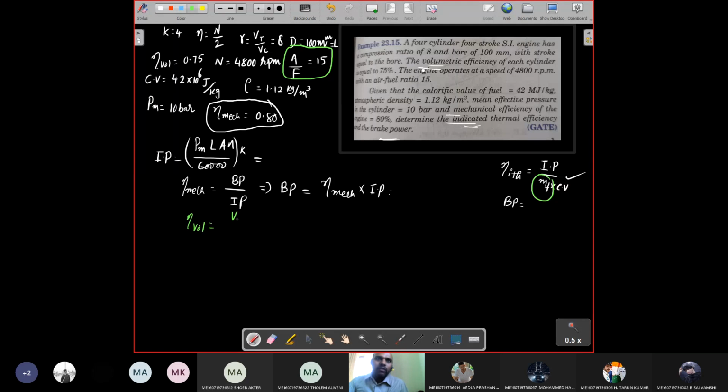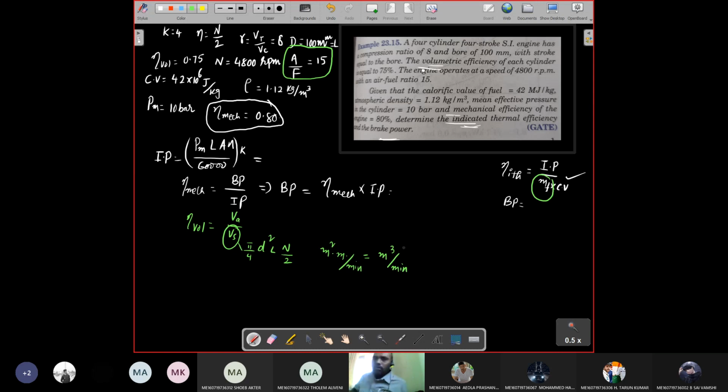So volumetric efficiency is equal to V actual by V swept volume. Swept volume is equal to pi by 4 D square L n. This is a four stroke engine, so n is nothing but N by 2. Now what are the units we are getting? Meter square into meter into revolutions per minute, so you will get it in terms of meter cube per minute.